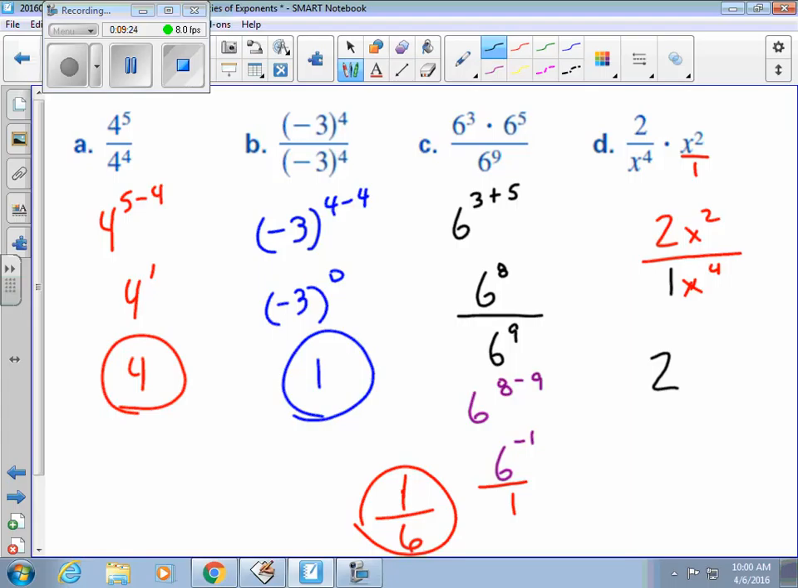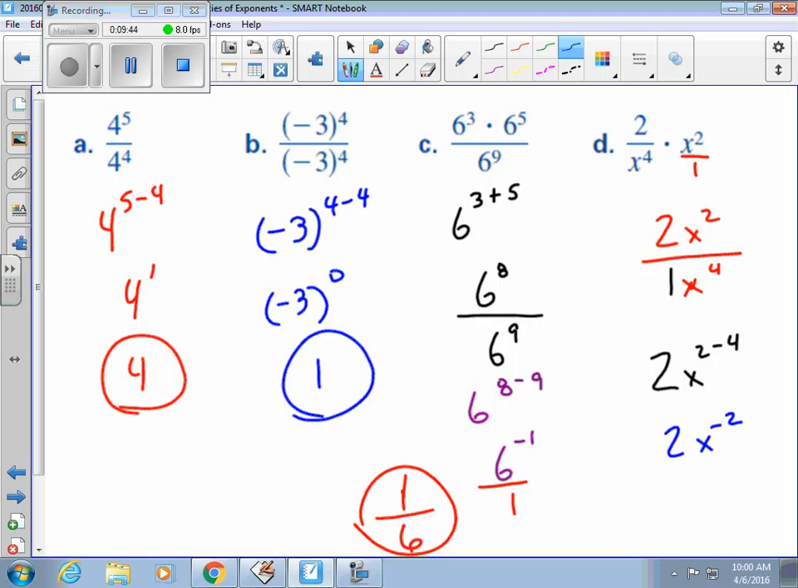Now you have the same bases, x and x. They're dividing, so you subtract them. X to the 2 minus 4. That gives us 2x to the negative 2. Remember, you can't leave a negative exponent. But a couple of you guys were making mistakes on Monday with this. You were trying to make both of these things ride the elevator.